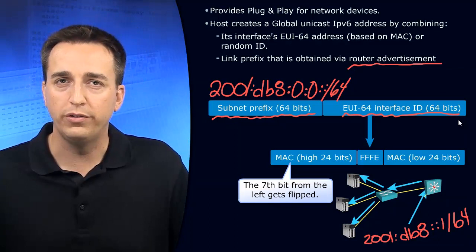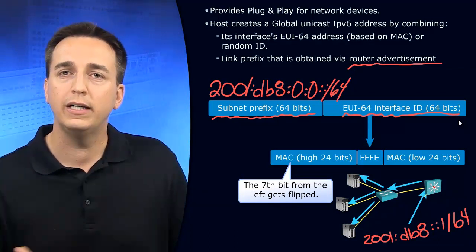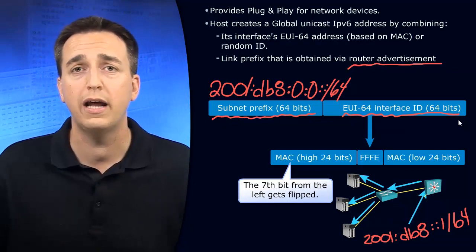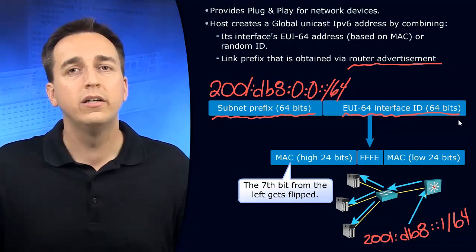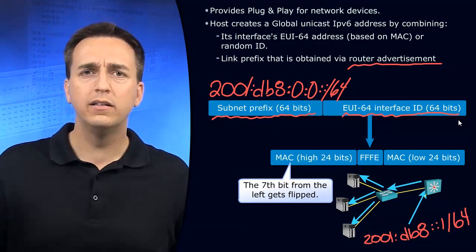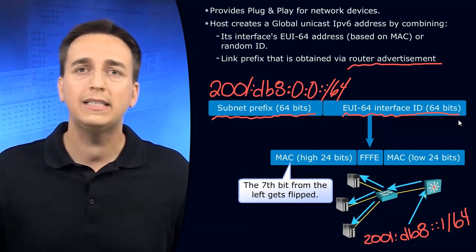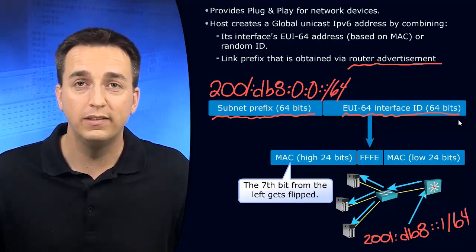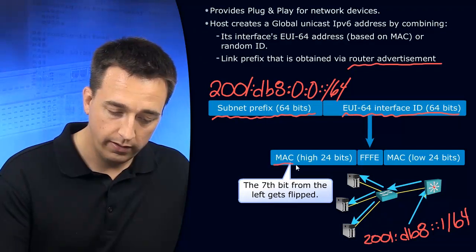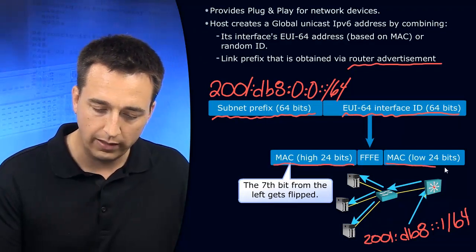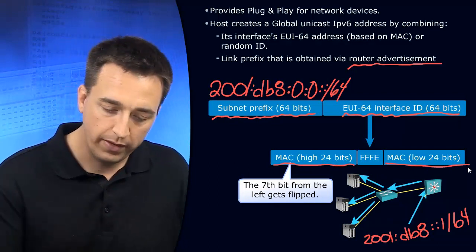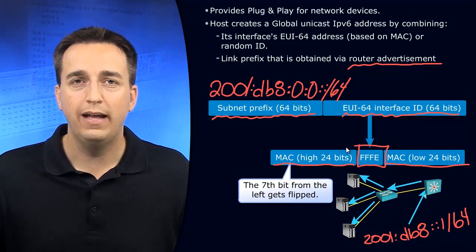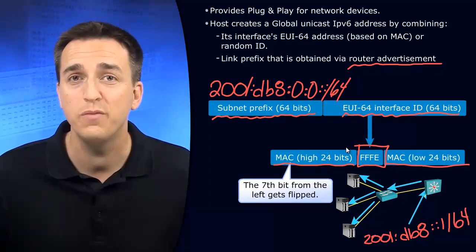So how is it accomplished? Well, the IEEE EUI-64 standard says take the 48-bit MAC address because it's unique within the local area network already, and use that for the interface ID. But wait a second, it's only 48 bits long. We need a 64-bit address. So here's what happens. The address is broken in half. There's the first 24 bits, there's the last 24 bits. And in between, FFFE is added.